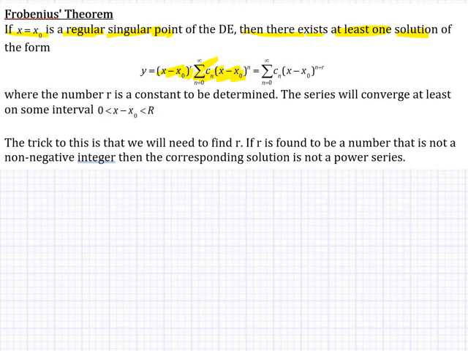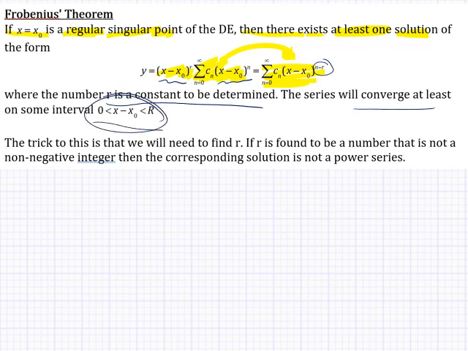Well, if you're multiplying the power series by x minus x sub 0 to the r, this is actually what you're going to have, because here you have x minus x sub 0 to the n, and here you have it to the r. So if you're multiplying them together, it's to the n plus r, where r is some constant that we're going to have to determine, and the series will converge at least in some interval where the absolute value of x minus x sub 0 is less than capital R. This is just saying that you have an interval of convergence. Okay. So the trick to getting through this whole thing is we need to find r. What r ends up being is really going to help determine whether or not we have one solution or two solutions, but we're saying at least one solution.